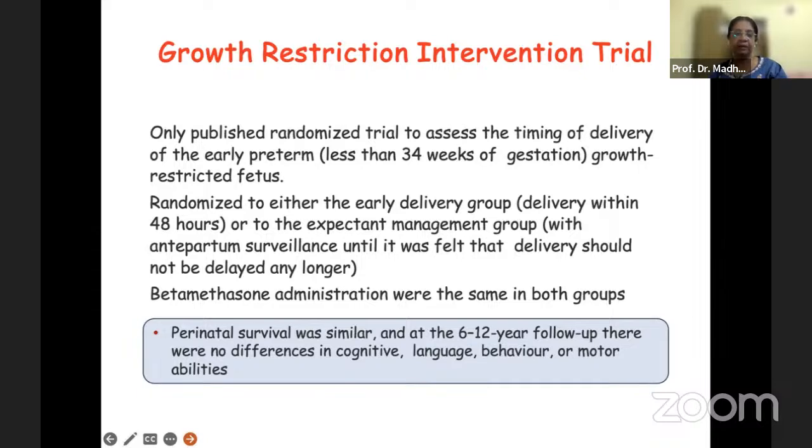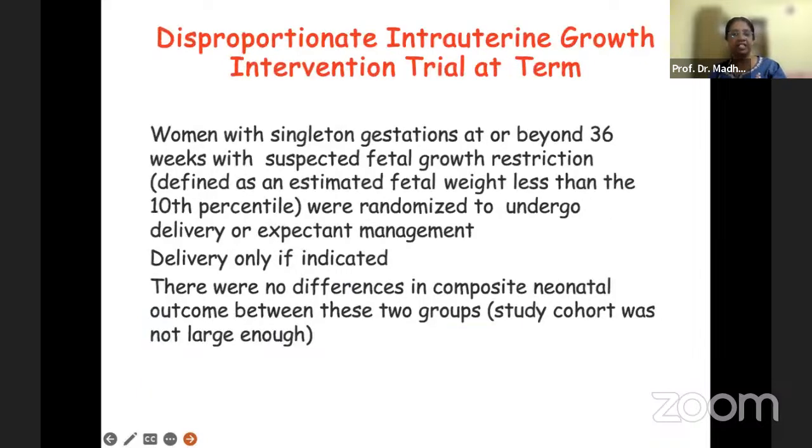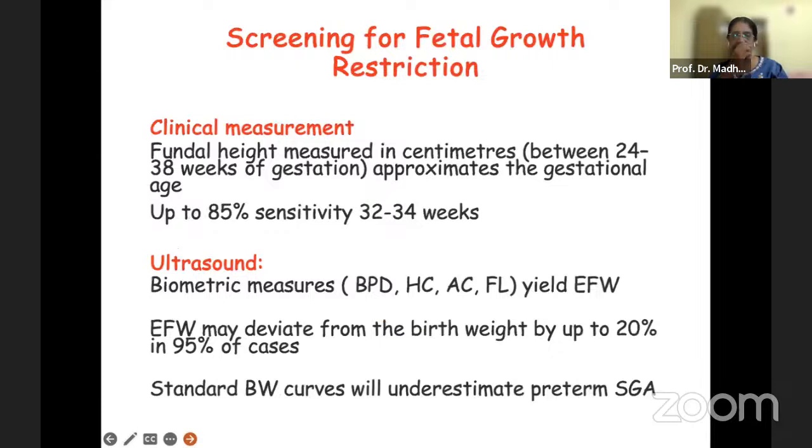This sounds very reassuring. In the other trial, the disproportionate intrauterine growth interventional trial at term, babies who were small and discovered beyond 36 weeks with suspected growth restriction were randomized to undergo delivery or expectant management. They were delivered only if it was indicated. These people also found there were no differences in these two groups.